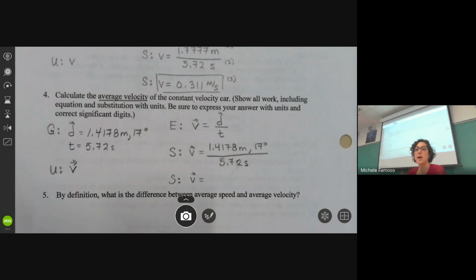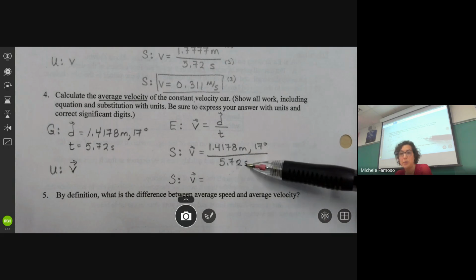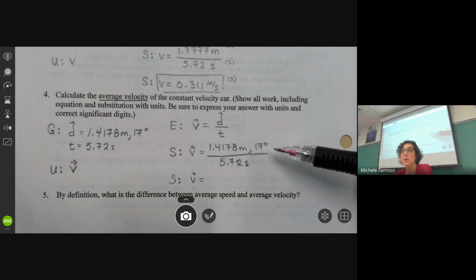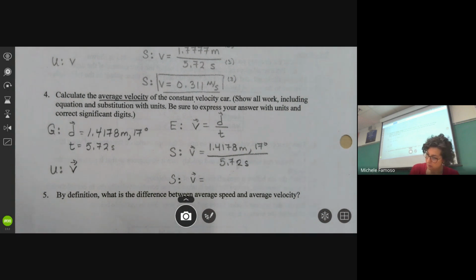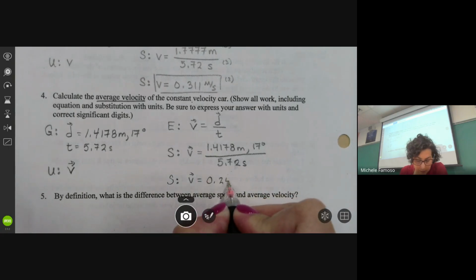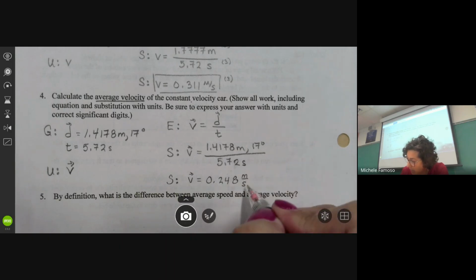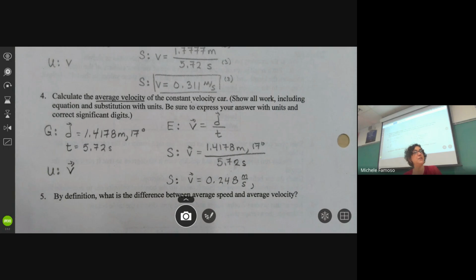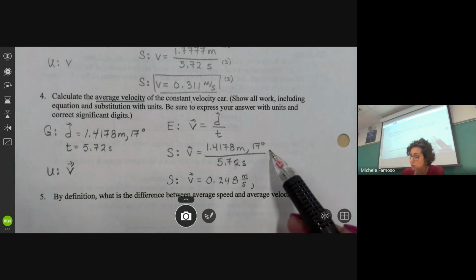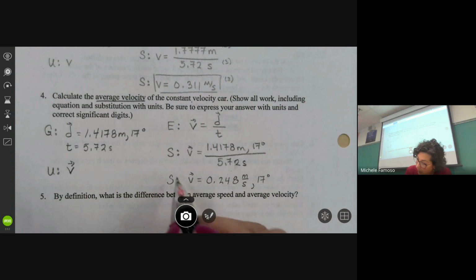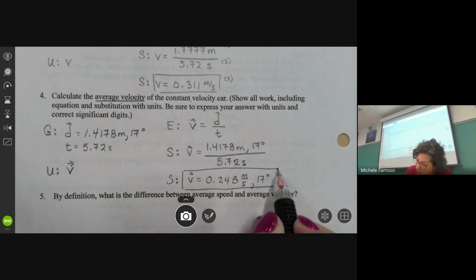Now, when you do this on your calculator, folks, you're only dividing the magnitude by the time. The angle doesn't change. So you're going to divide it out, getting an answer with proper sig figs. Then add the units, which here would be meters per second, comma, and since velocity is a vector, it needs a direction. And if you recall, the direction of your velocity is always the same as the direction of your displacement. So it remains the same angle, and then you can box it in as your final answer to that question.